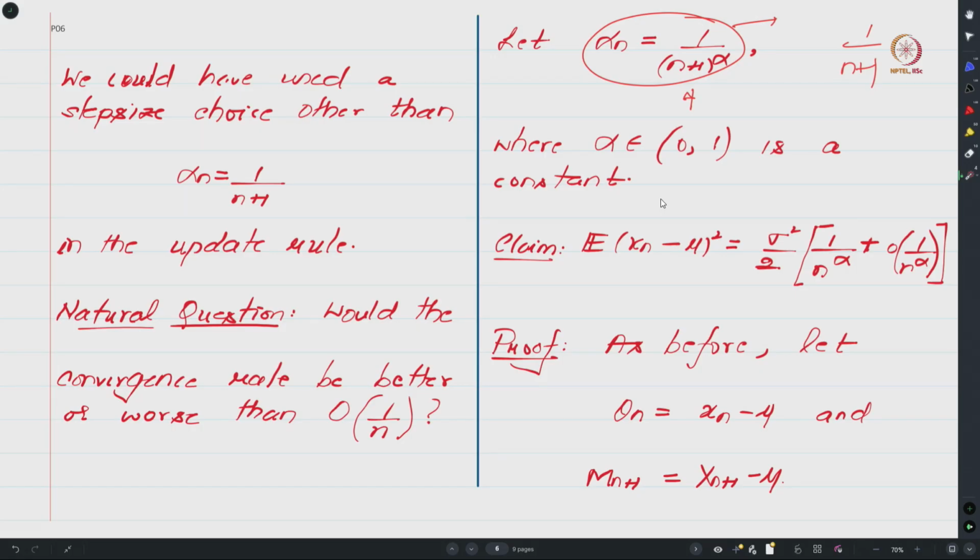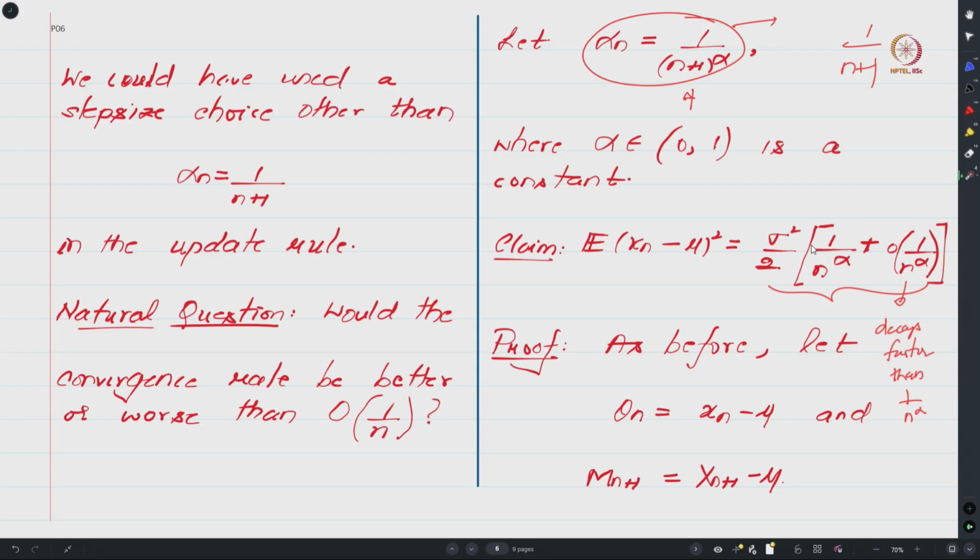And so that there is no suspense, let me already tell you what we are trying to prove. We are going to show that when the step size sequence is of the form 1 over n plus 1 to the power alpha, then your squared error is of the form sigma square over 2 times 1 over n to the power alpha, plus some term which is little o of 1 over n to the power alpha. So this means that this term decays faster than 1 over n to the power alpha. In other words, the term that decays slowly in this expression, the dominant term, is actually 1 over n to the power alpha.